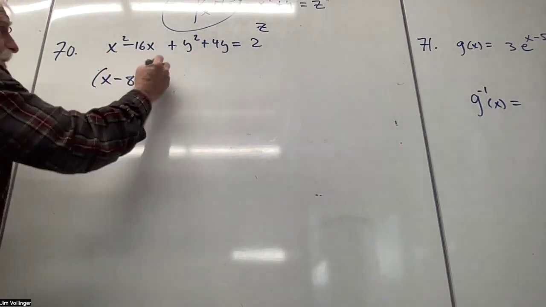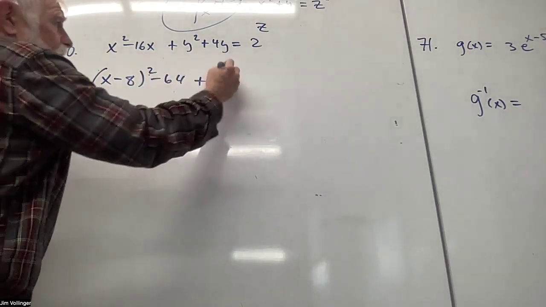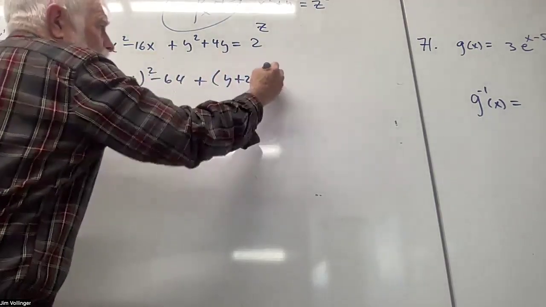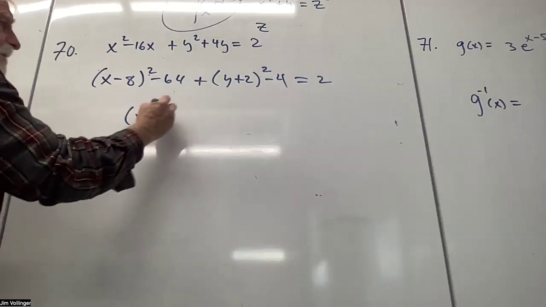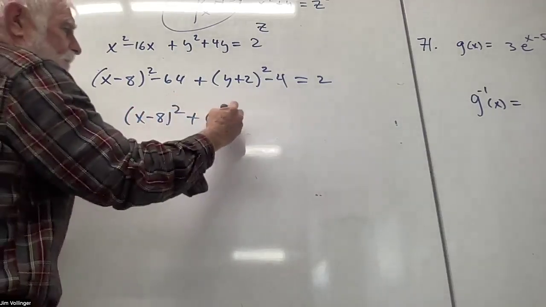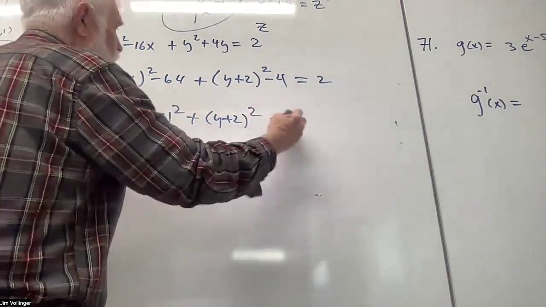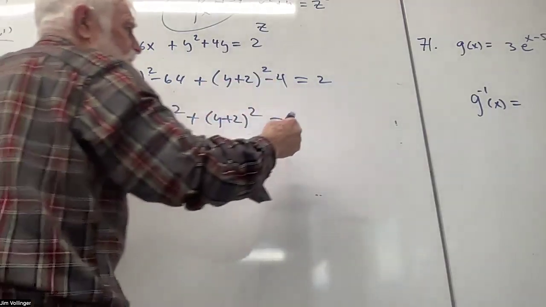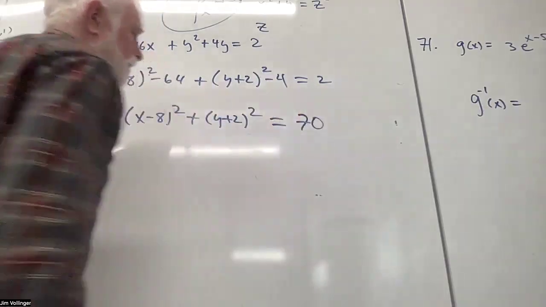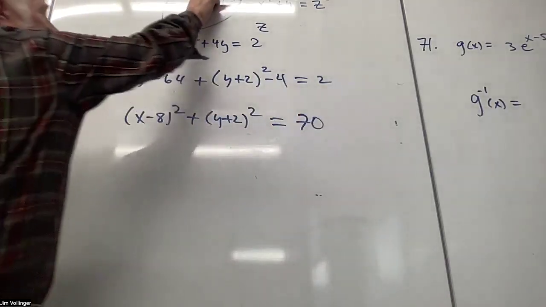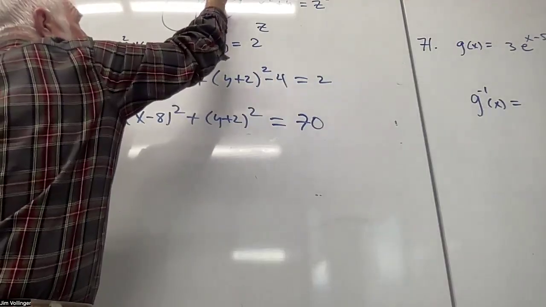X minus 8 squared minus 64 plus y plus 2 squared minus 4 equals 2. X minus 8 squared plus y plus 2 squared equals 64, 68 minus 2 plus 2, 68 plus 2, 70. All right, so what do we have? We have the square root of 70 is our radius.